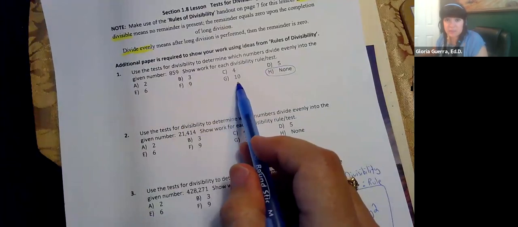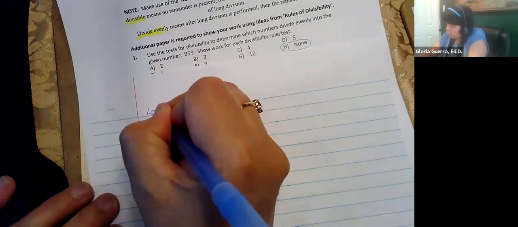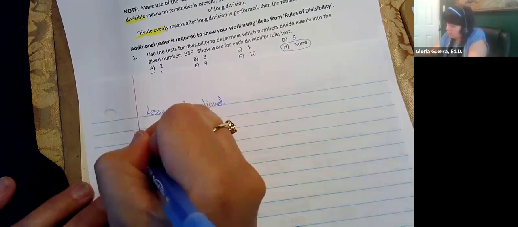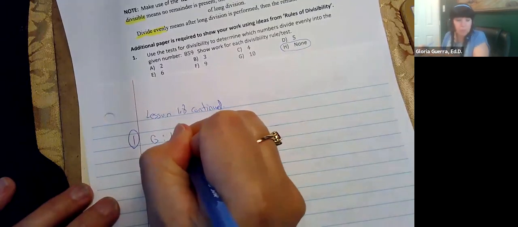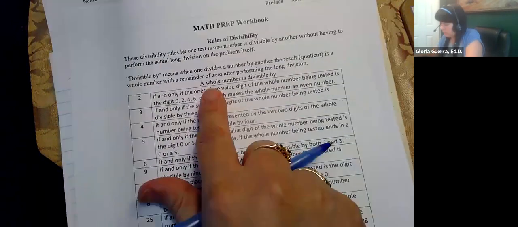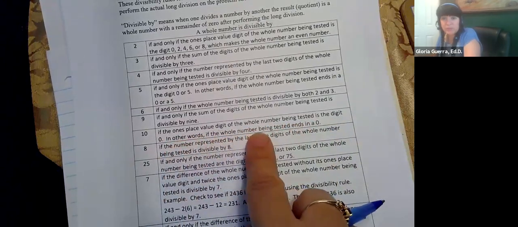Which would be G, which is 10. Let's test 10. And we're still on number one, but now we're looking at G, which is 10. Okay, let's look at the rules. A whole number is divisible by 10 if the ones place value of the whole number being tested is the digit zero. In other words, if the whole number being tested ends in zero.